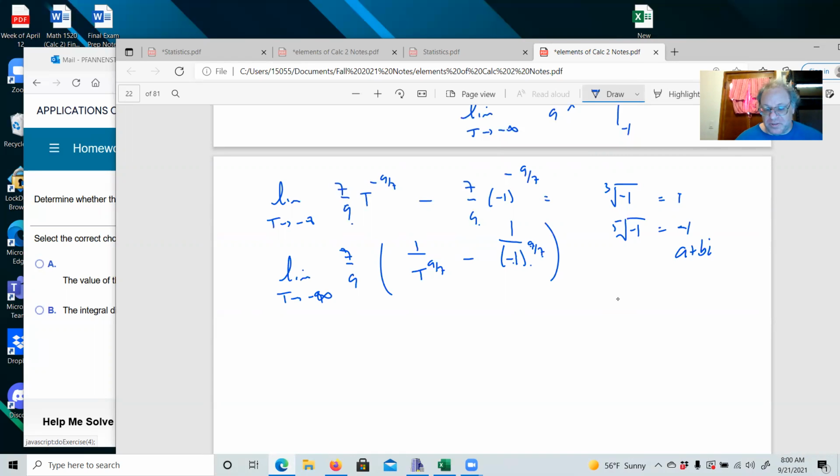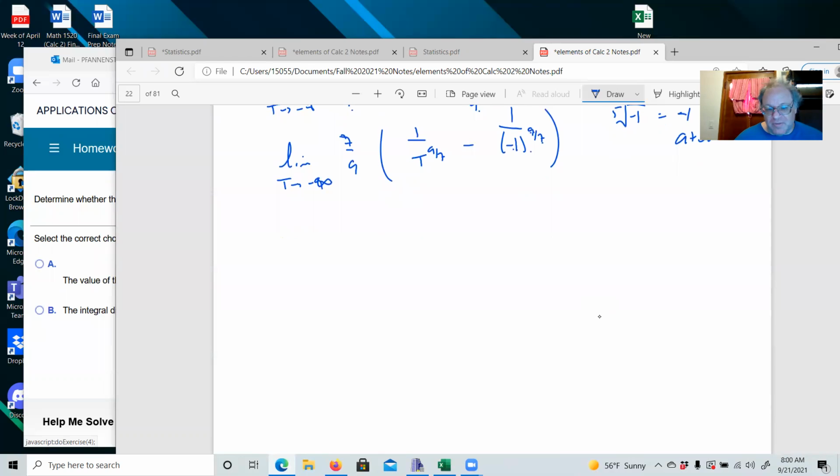So here we are with this. We have the limit as t goes to negative infinity of 7/9. And here we have 0, yeah, we talked about that.